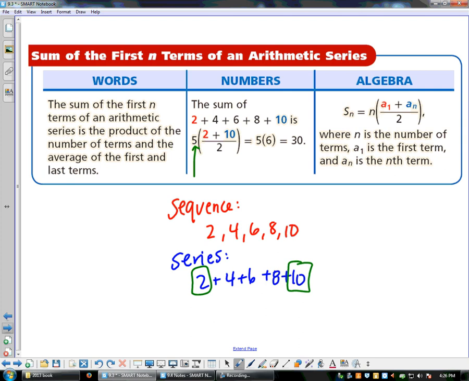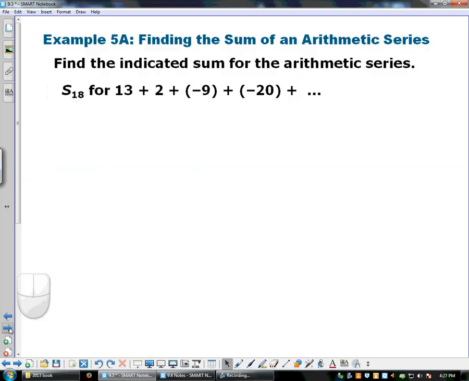So how do you find the average? Add them and divide by 2. So 2 plus 10 over 2. So we see that's 5 times 6, or 30. So in general, here's the formula that we will use. S sub n, S stands for sum, so the sum of the first n terms is n, your number of terms, times the first term, a sub 1, plus the last term, a sub n, divided by 2. So average those two together.